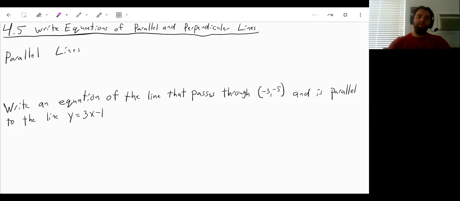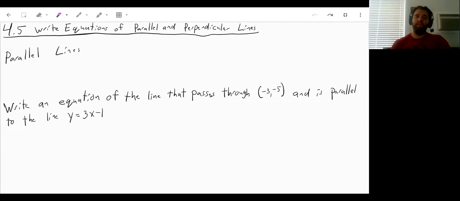Welcome to section 4.5, write equations of parallel and perpendicular lines. Now I know you've worked with parallel and perpendicular before. If you remember, parallel means you have two lines that go in the same direction forever and never cross or intersect, they just keep going. And perpendicular means that they cross at a 90-degree angle.